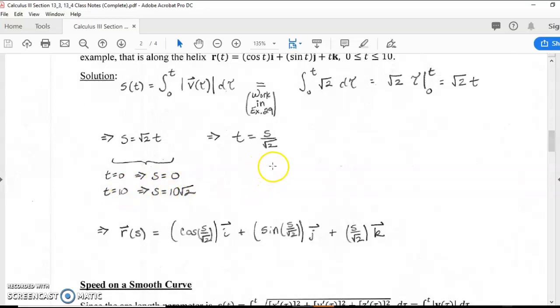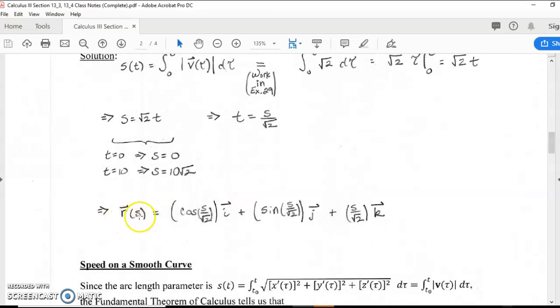So the arc length parameterization, r of s, in other words, my parameter now is s, which represents distance along the curve, or arc length, is cosine of t, but t was s over square root of 2, in the i direction, plus sine of t, but t is s over square root of 2, in the j direction, plus t k, but t was s over square root of 2. And then I would just make sure I pointed out that s goes from 0 to 10 root 2.